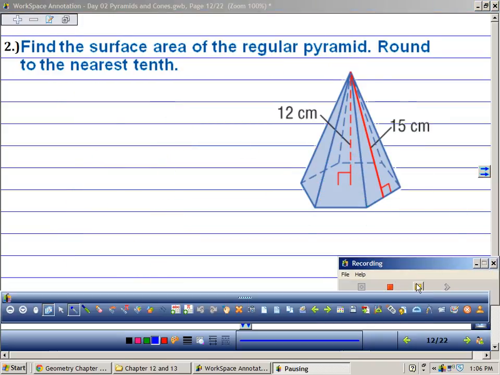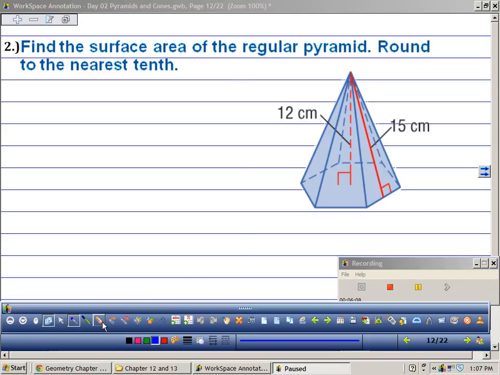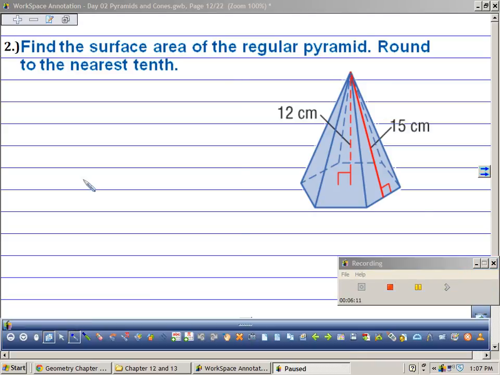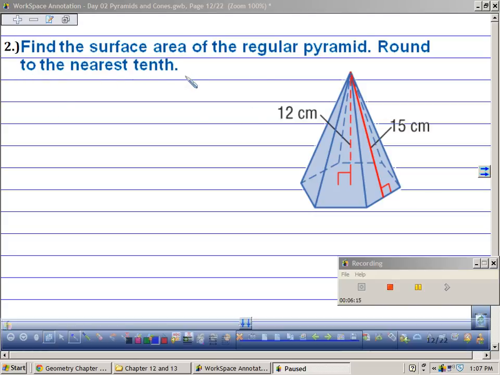Okay, go ahead and write this one down. All right, so let's talk about what we're looking for here. Find the surface area of the regular pyramid, round to the nearest tenth. So total surface area equals L plus, I've got one base. I don't have much information here. I don't know any of the sides of this regular, what is this called? The hexagon. The base of this is a hexagon.